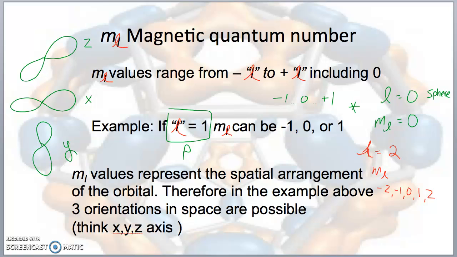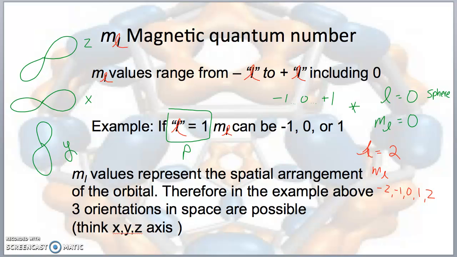So what I mean is, if we took an s-block element where the orbital shape is a sphere and l equals 0, our m sub l can only be 0, which means there is only one spatial arrangement for a sphere. And this makes sense, because if we were to hold a spherical shaped object like a basketball, we would be able to rotate it in any direction and we still have that same spherical shape.